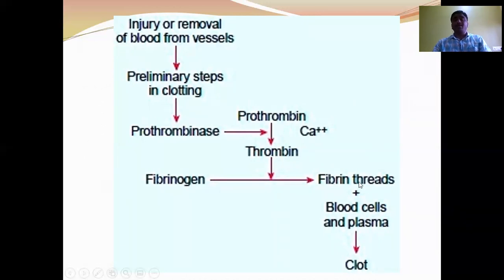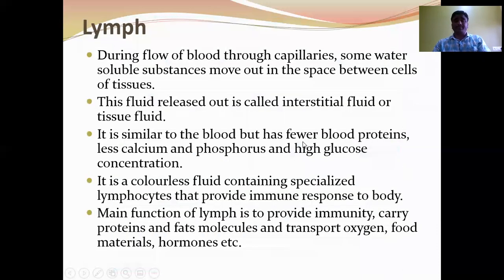Then these fibrin threads form a meshwork around the damaged blood vessels. In that network, blood cells and platelets accumulate to stop the flow of the blood.